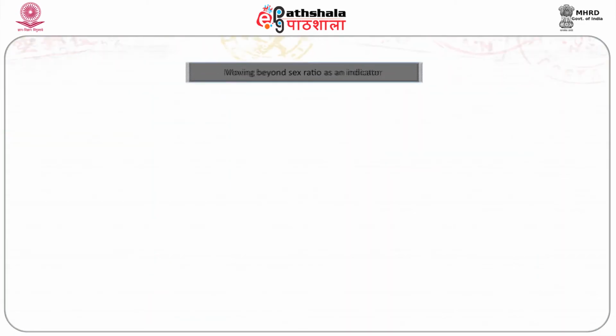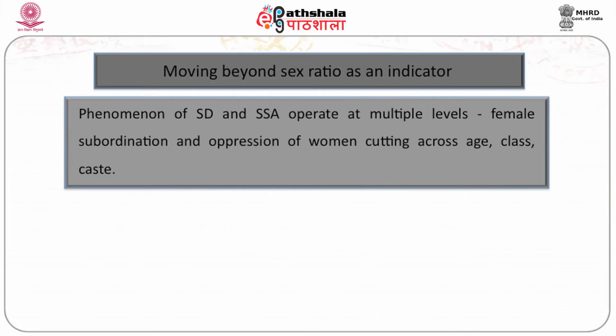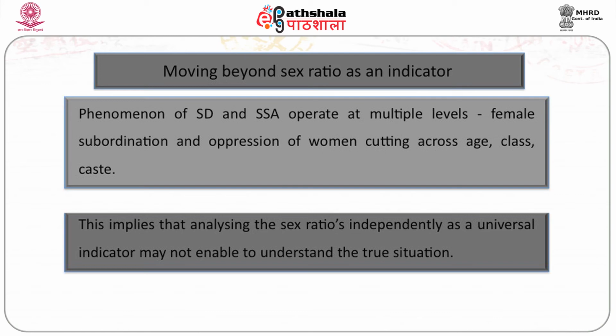We can move beyond considering sex ratio as an indicator. Phenomena of sex determination and sex selective abortion operate at multiple levels. Female subordination and oppression of women can be seen in all ages, in all classes, in all castes. This implies that analyzing the sex ratios independently as a universal indicator may not enable us to understand the true situation.